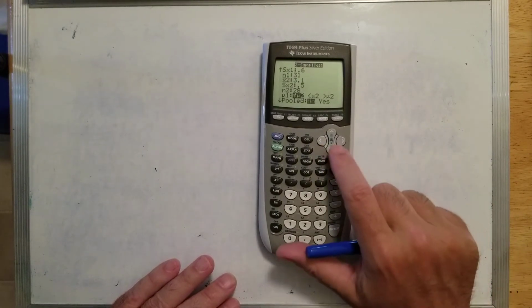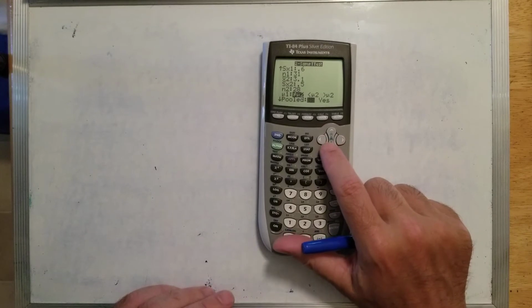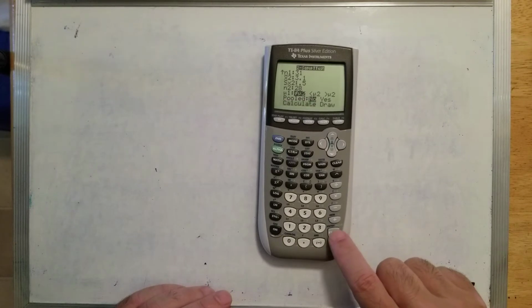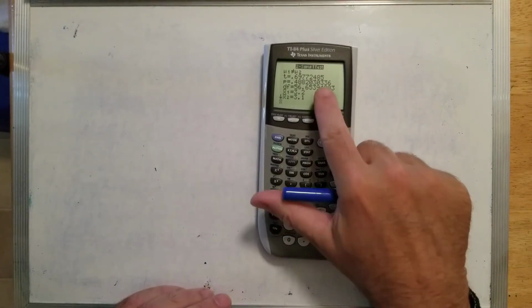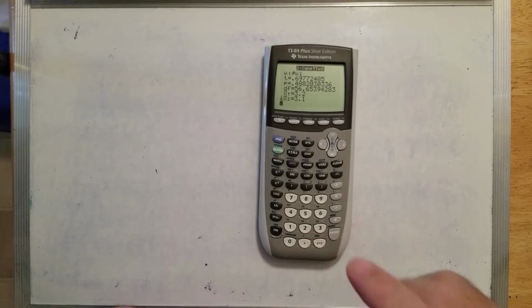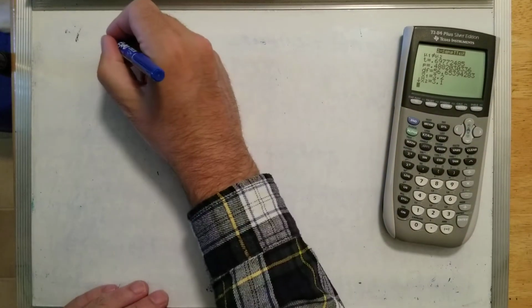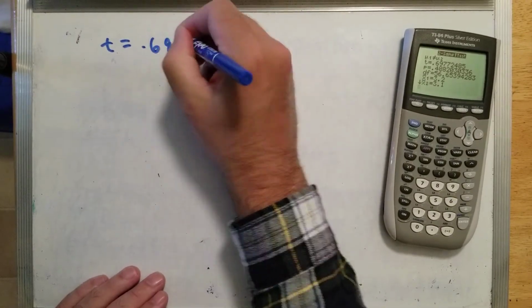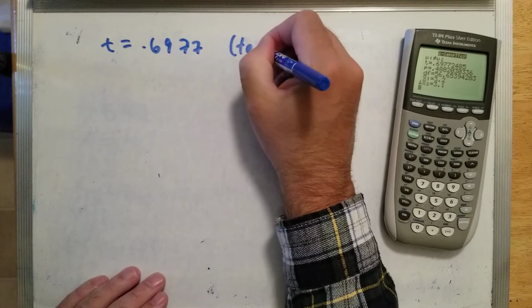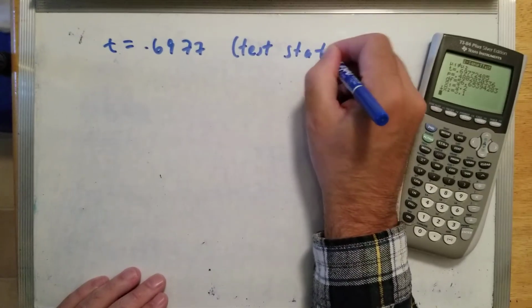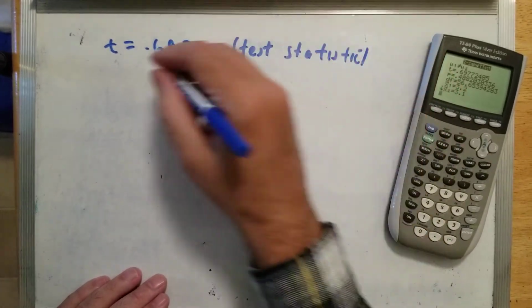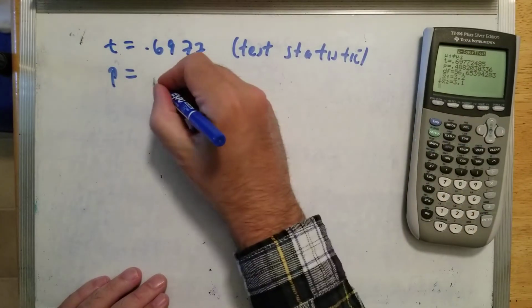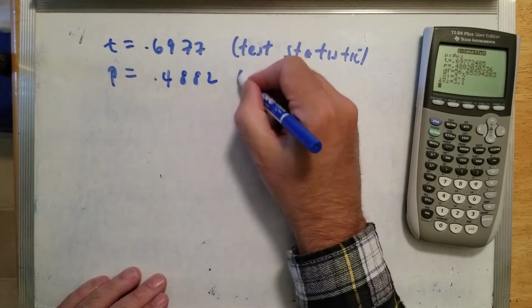Pooled is always no. If in class I'd give a 20-minute math major discussion about that, but I'll spare you. And when you hit calculate, you get the t value, the test statistic, and the p value. So there, the t is equal to 0.6977, which is what the homework will want as what they call the test statistic. And the all-important p value is 0.4882.